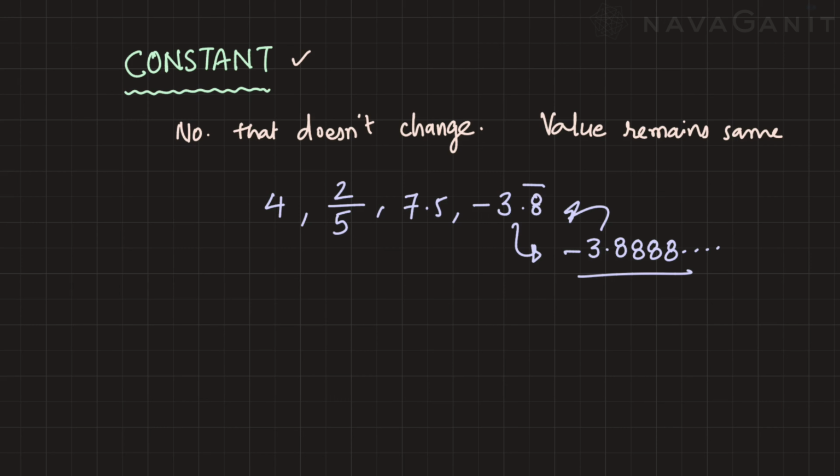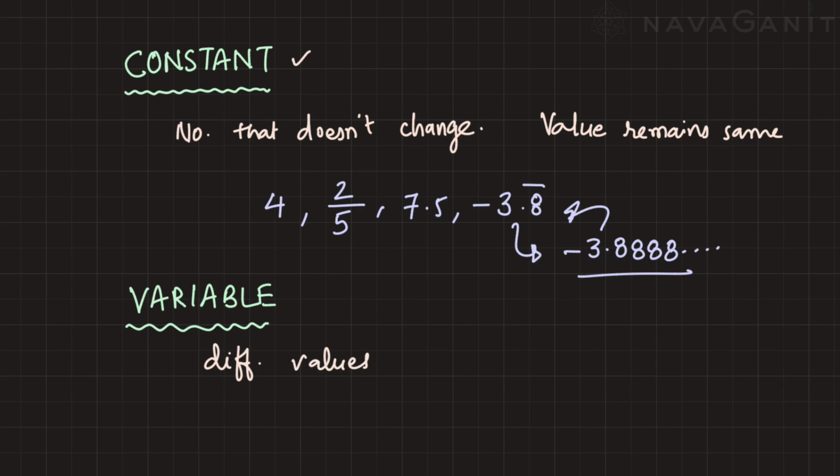Now we have what are known as variables. Unlike a constant, a variable is a symbol that can take different values. For example, say we have P or Q, R, S and so on. These are all variables because these can represent any number.